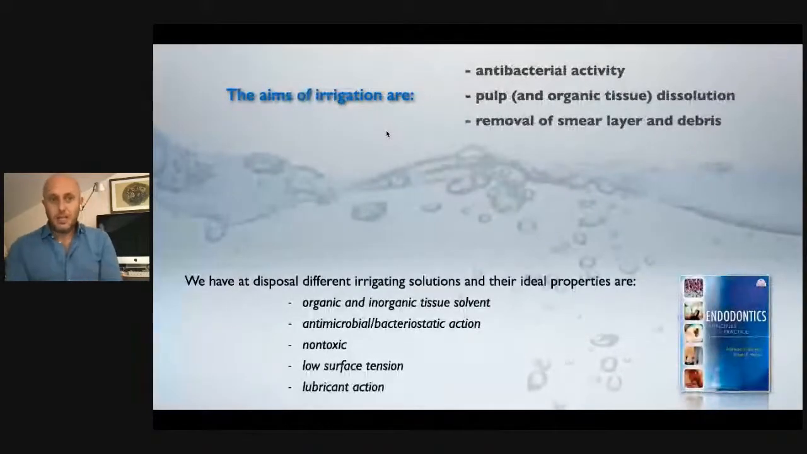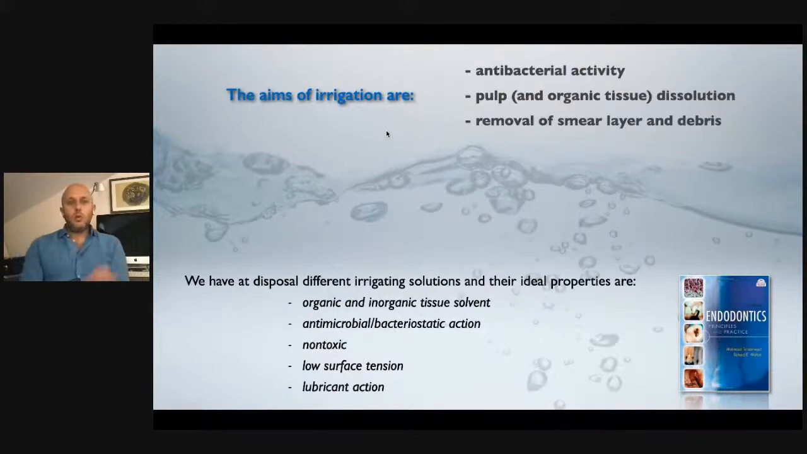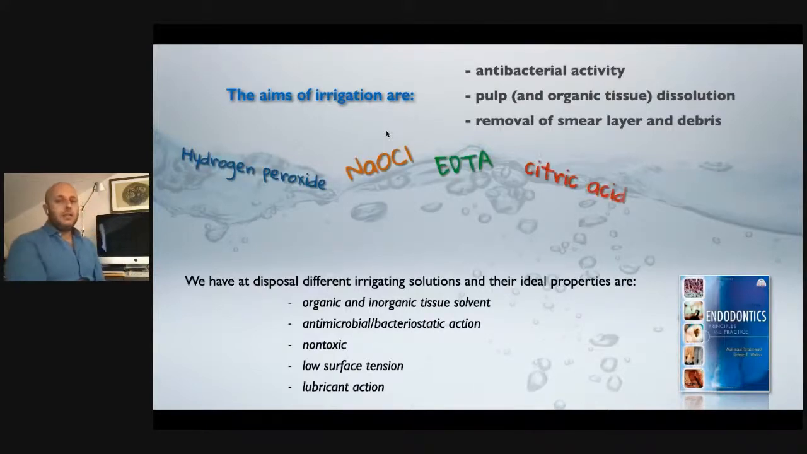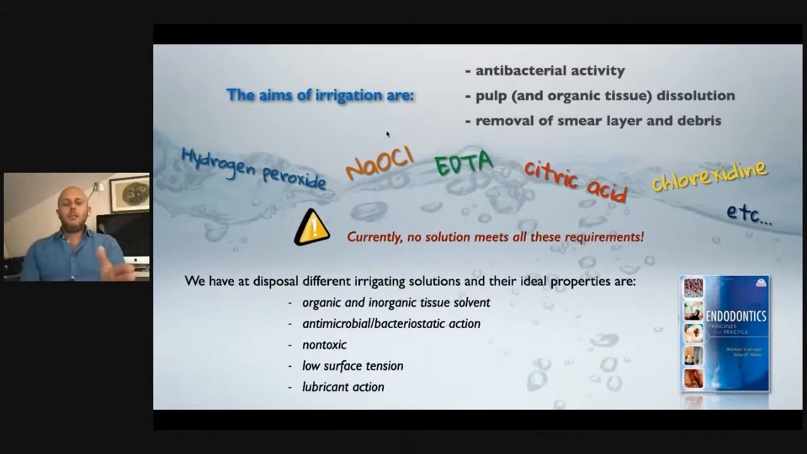We have at our disposal so many chemical solutions, so many irrigating solutions. And what we want is that each irrigating solution guarantees antibacterial activity, the ability to remove pulp tissue or each kind of organic tissue from the root canal, and the removal of debris and smear layer produced during the shaping procedures. We have so many kinds of irrigating solution, but today none of the available irrigating solutions meets all these requirements. So we have to combine different irrigating solutions.